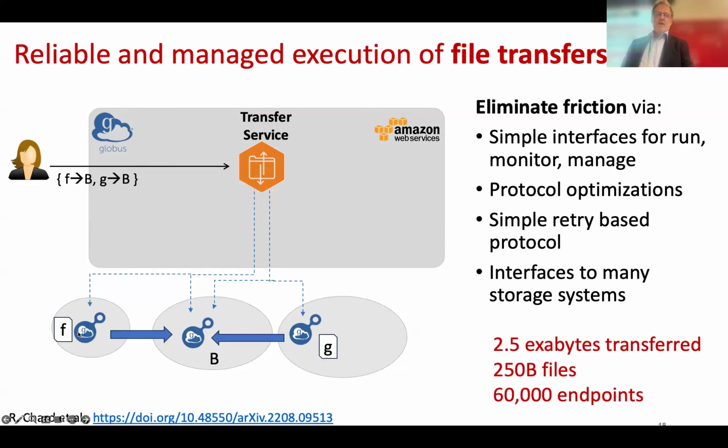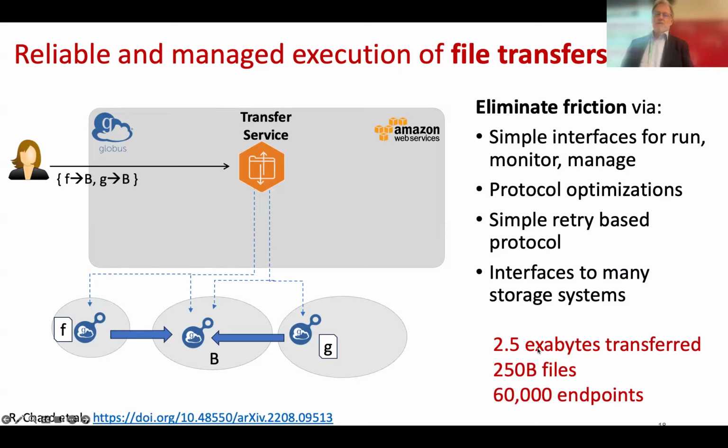Under the covers, on any storage system that we want to be able to access in this way, we have a little Globus Connect agent, and there are tens of thousands of those deployed around the world at this point in time. We do all the obvious things. We have nice simple interfaces for running, monitoring and managing these things. We use optimized protocols. When you're managing things from the cloud, you can observe and optimize in ways that are hard to do otherwise. We have retry-based protocols to deal with failures, and we interface many storage systems.